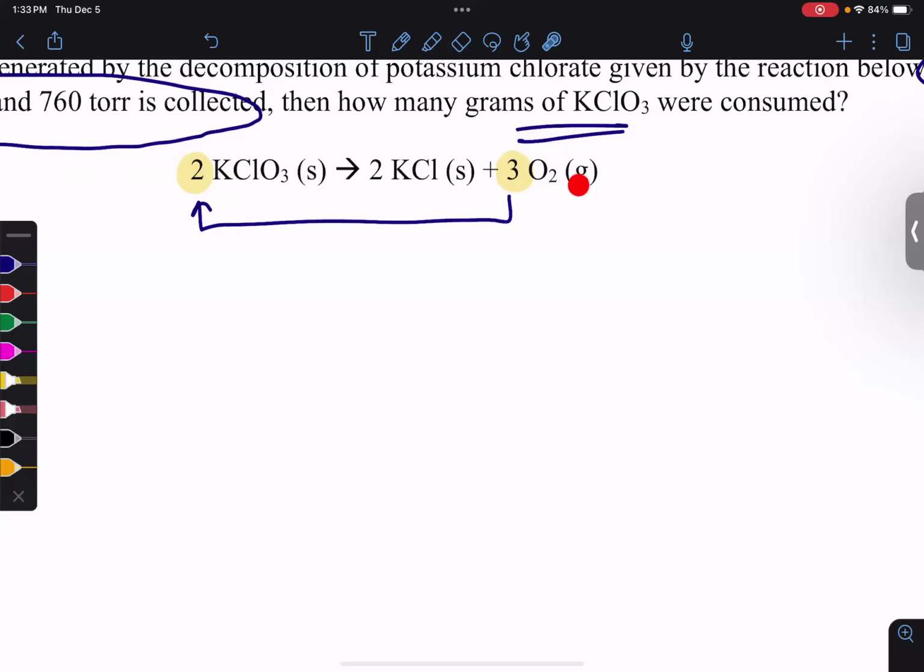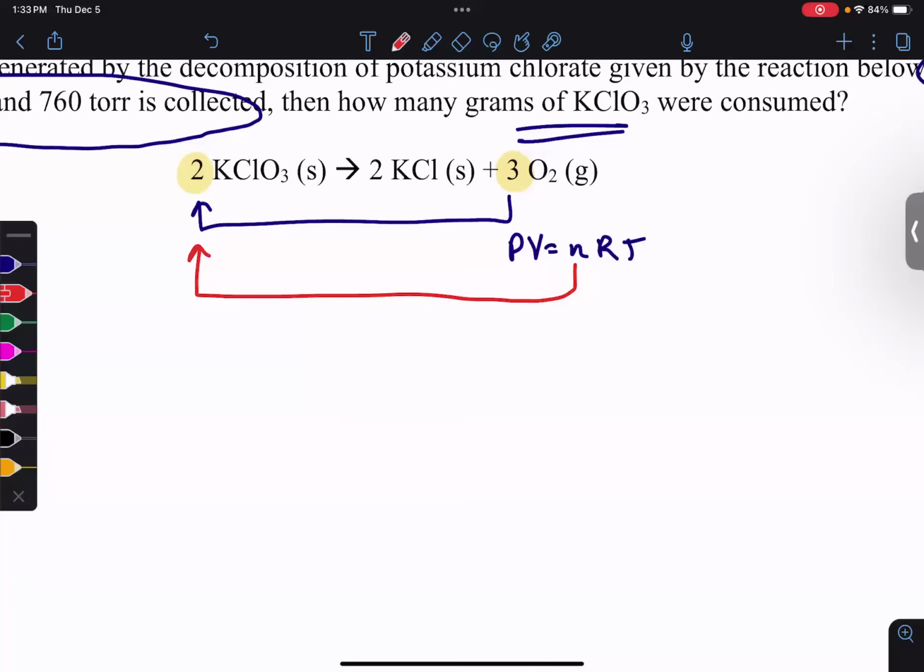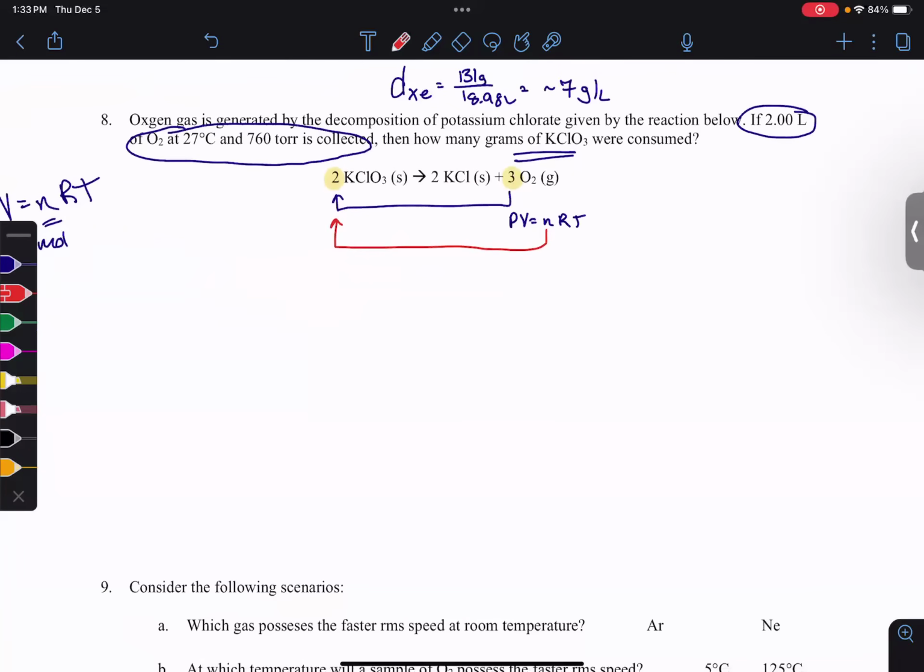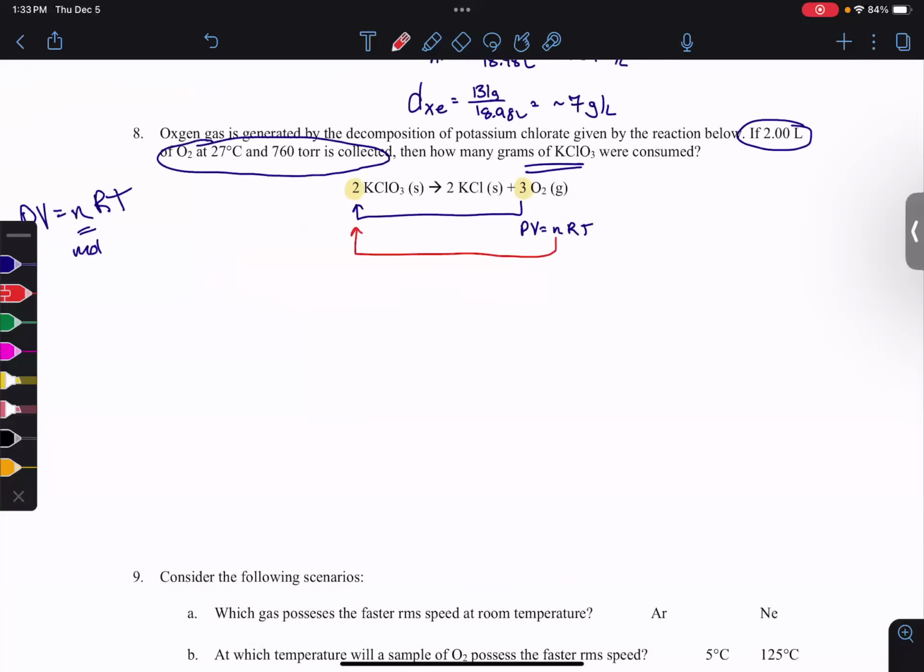But notice oxygen is a gas. We rarely measure gases in gram amounts. Instead, we measure gases in terms of their temperature, pressure, and volume. So we're going to use PV equals nRT with our oxygen information. We're going to use that n amount, and we're going to do stoichiometry to get where we want to go. In this case, it's the reactant, right? I've given you everything we need to know about oxygen: there's its volume, its temperature, and its pressure. So we can figure out how many moles of oxygen were generated in this reaction.